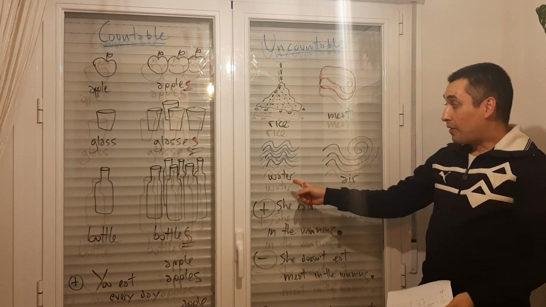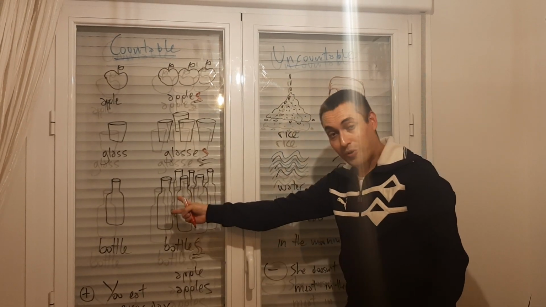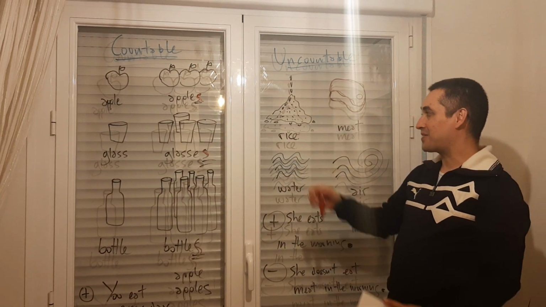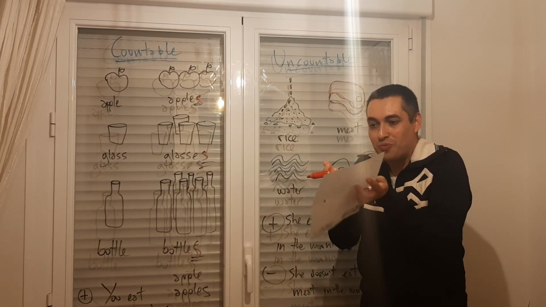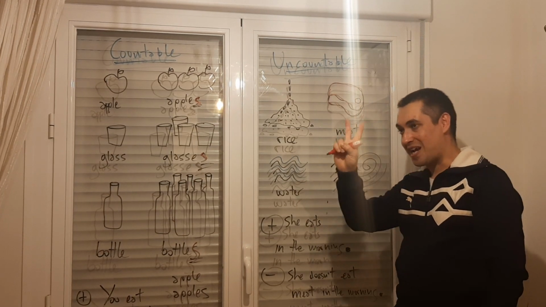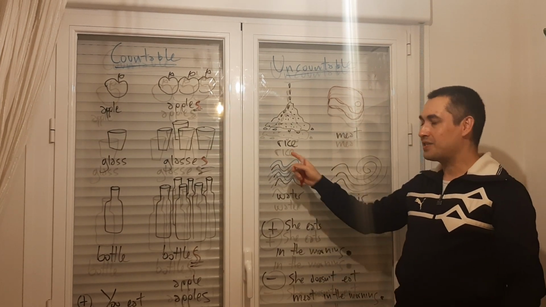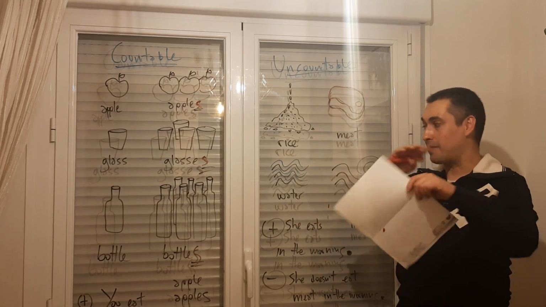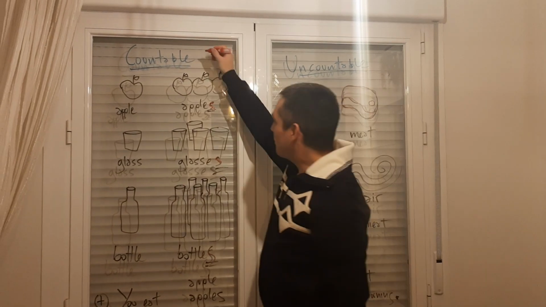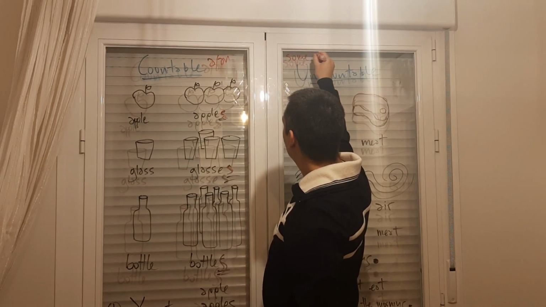All right. How can you count water? You can say 1 bottle of water, 2 bottles of water, 3 bottles of water. How can you count rice? You can say 1 bowl of rice, 2 bowls of rice. How can you count meat? 1 steak of meat, 2 steaks of meat, 3 steaks of meat. But meat in general is a mass. Rice in general is a mass. Water in general is a mass. All right, now let's talk about a, an, some, any.